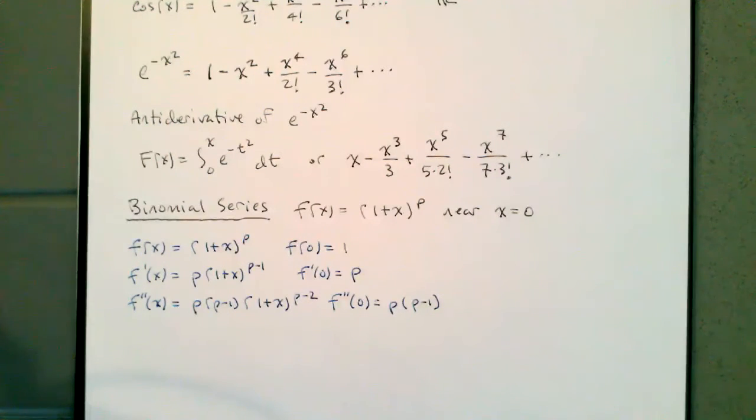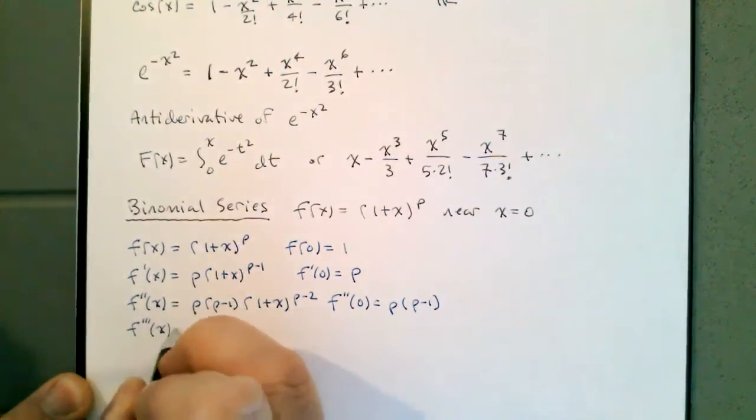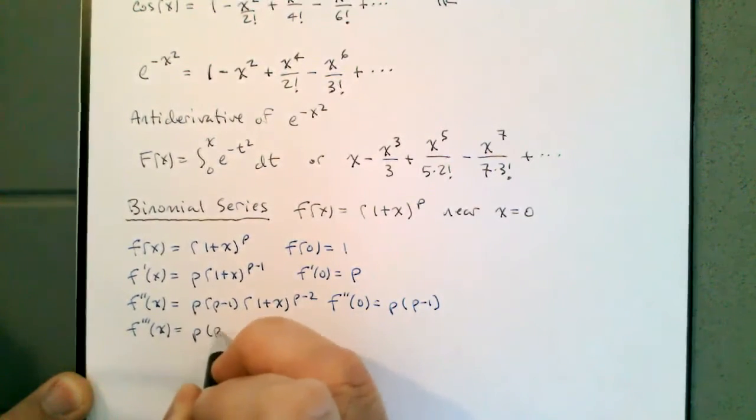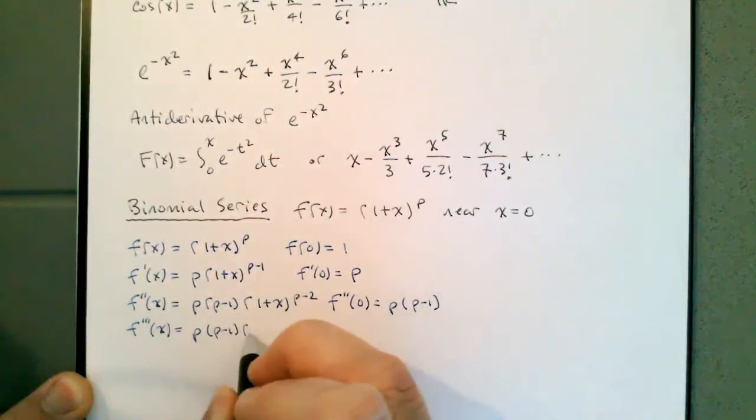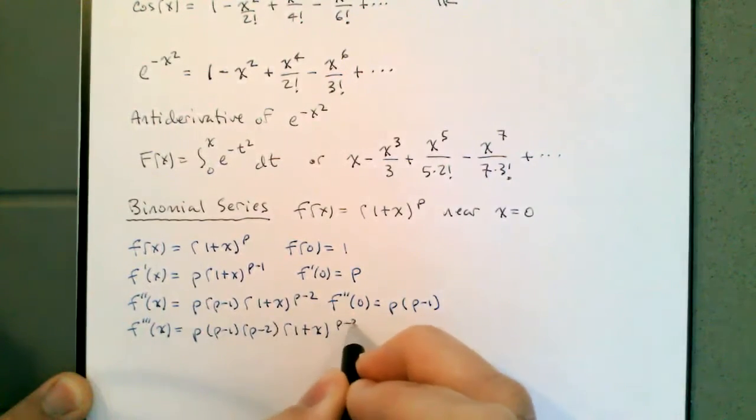Let's do one more and make sure that we've got our pattern going. So the third derivative is going to be p times p minus 1. Those are constants, and I'll multiply by p minus 2 times 1 plus x to the p minus 3.